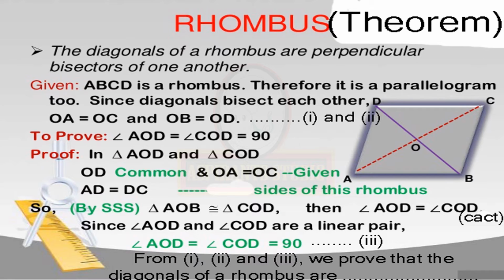OD is common, so OD is the common side for triangle AOD and triangle COD. OA is equal to OC is given. AD is equal to DC. See, OD is common. You have to write OD is equal to OD. Don't forget to write OD is equal to OD. Within brackets, you have to write common side. Then in the next line, you have to write OA is equal to OC. Within brackets, given.